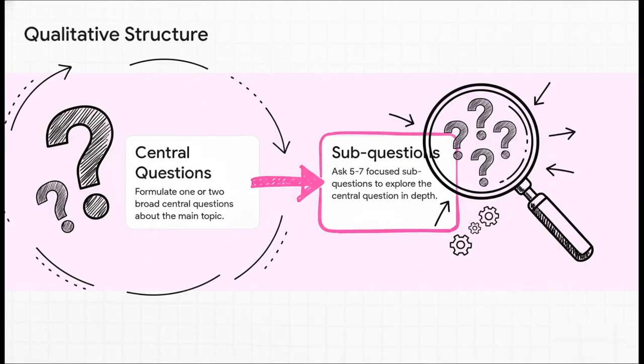And this tool has a really elegant structure to it. You start with one or two huge, broad central questions. That's your main target. And then you break that big idea down with about 5 to 7 really focused sub-questions. It's like you're changing the lenses on your magnifying glass. Each one gives you a slightly different, more detailed view of that same core subject.